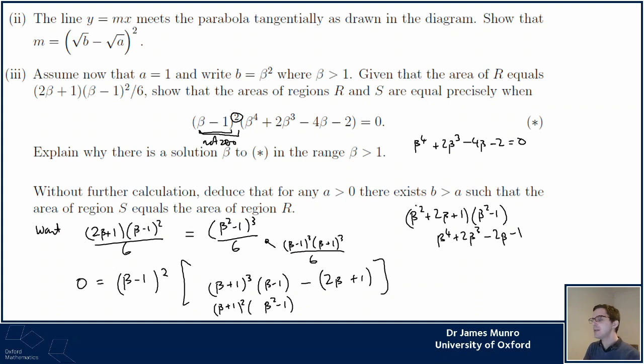Maybe if I put in beta just a little bit more than 1, I want to try and imagine whether this is bigger than 0 or less than 0. I'm looking for a sign change. If beta is about 1, then this thing on the left is about 1 plus 2 minus 4 minus 2, is minus 3. Okay, if I put in 2, it's really big, right? 2, 4, 8, 16, and another 16 is 32, take off 8, take off 2 is 22.